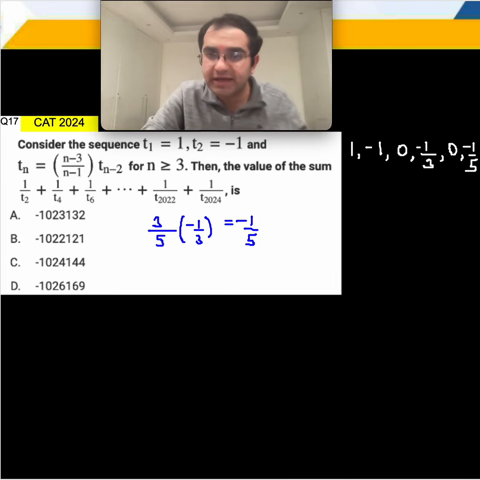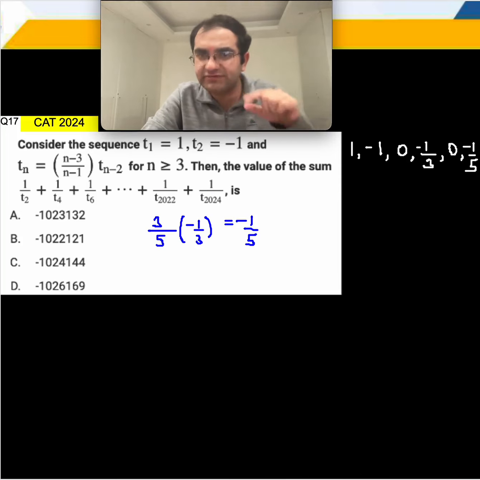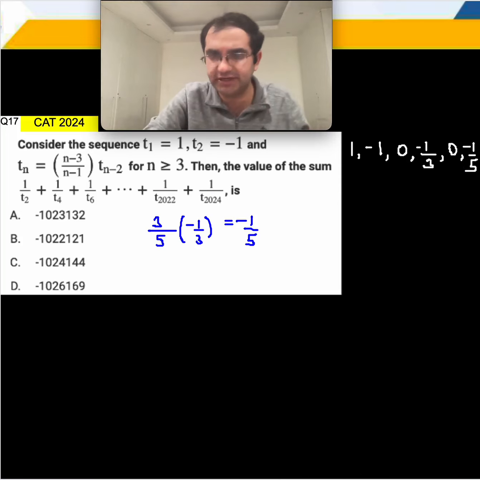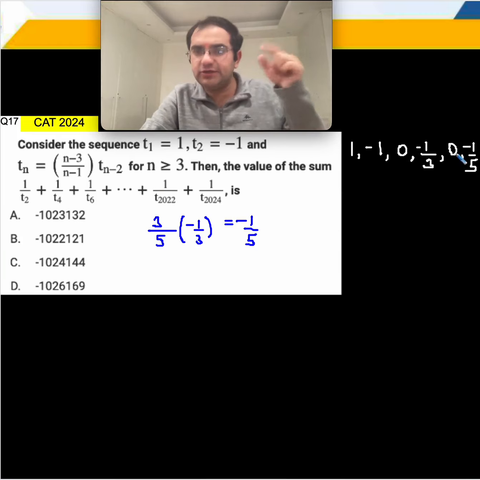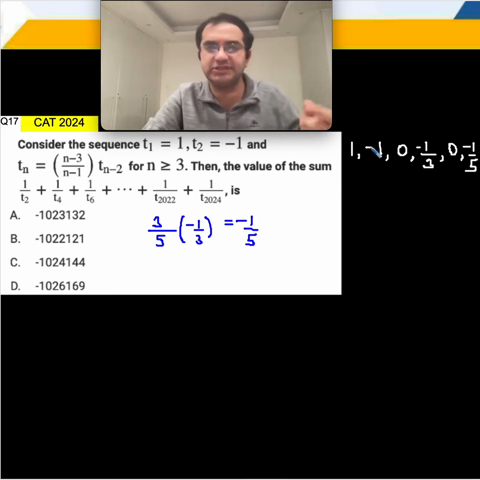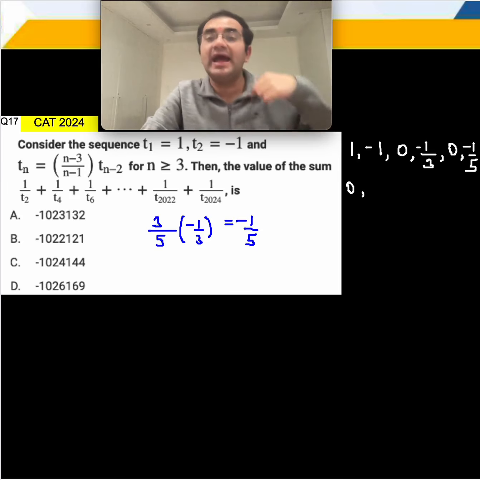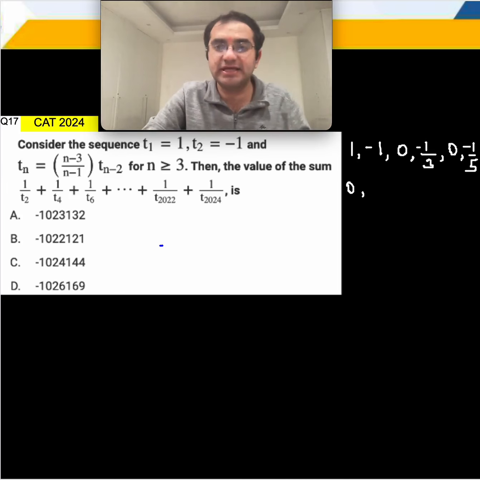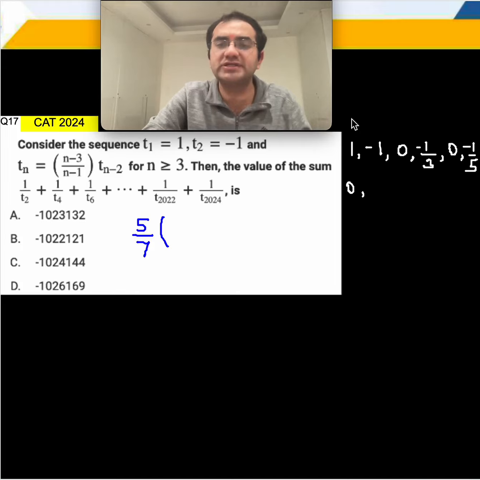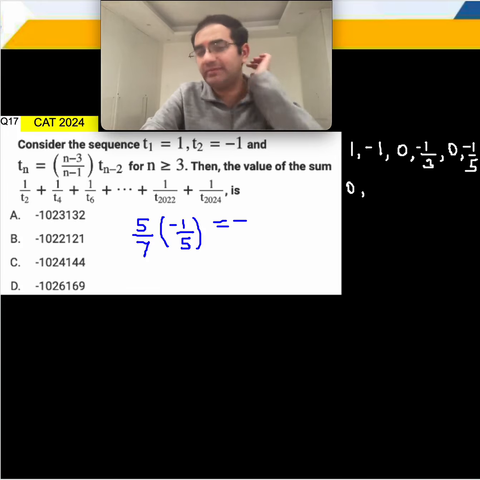उसका अगला टर्म, again when you multiply for the next term with the second last term, which is 0, तो वो 0 आ जाएगा. And for the next, we will put n equal to 8, eighth term. 8 minus 3 आ जाएगा 5 upon 8 minus 1 आ जाएगा 7 into the second last term which is minus 1 upon 5, which gives you a minus 1 upon 7.